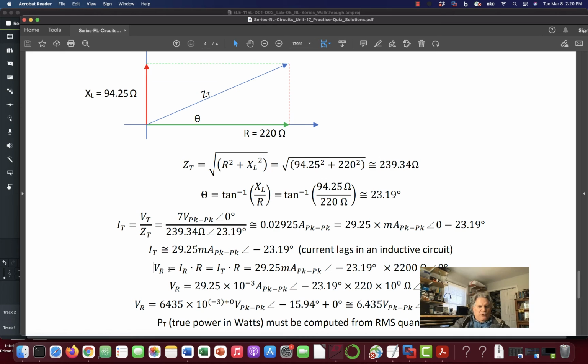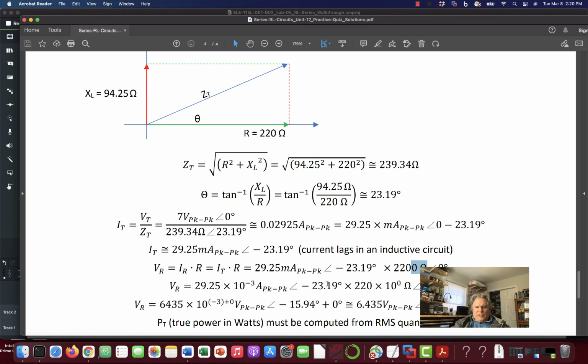VR equals IR times R. That's your Ohm's law. No surprises there. We can substitute IT because it's a series circuit, times R. So we take 29.25 milliamps peak to peak at an angle of minus 20 times 2.2K at 0 degrees, because resistors are always at 0.